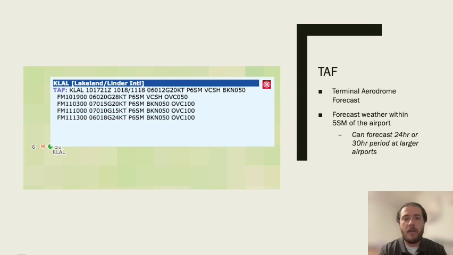Next, we would have a forecast. So the Terminal Aerodrome Forecast, or the TAF, is going to be a forecast for an airport within a 5 statute mile radius.